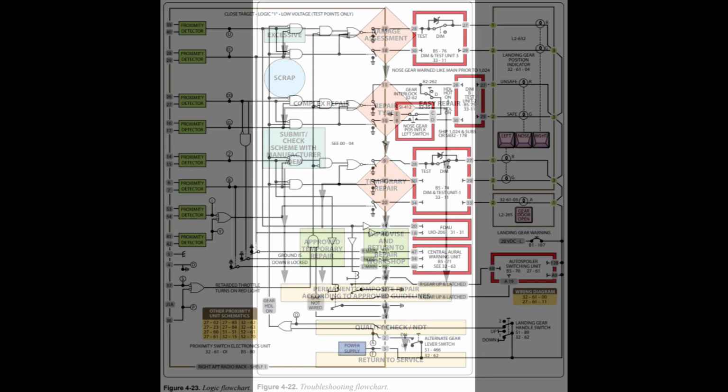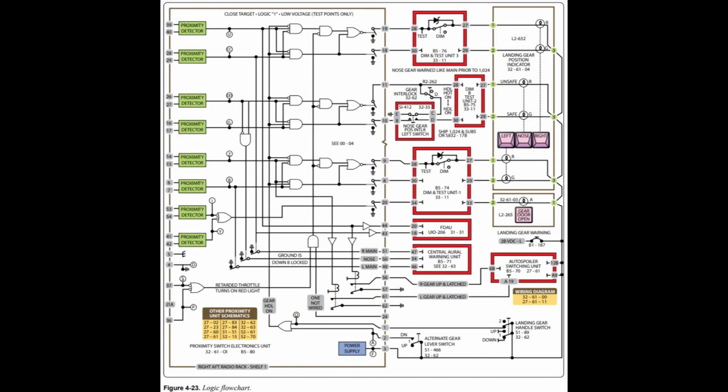Logic flowchart. Another type of flowchart, developed specifically for analysis of digitally controlled components and systems, is the logic flowchart. Figure 4:23. A logic flowchart uses standardized symbols to indicate specific types of logic gates and their relationship to other digital devices in a system.